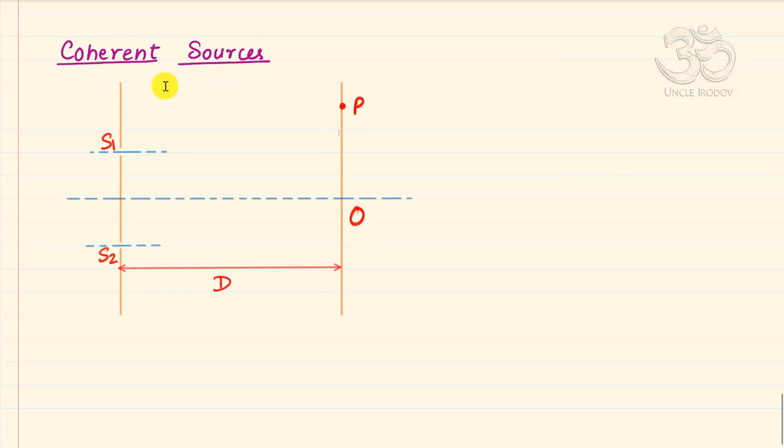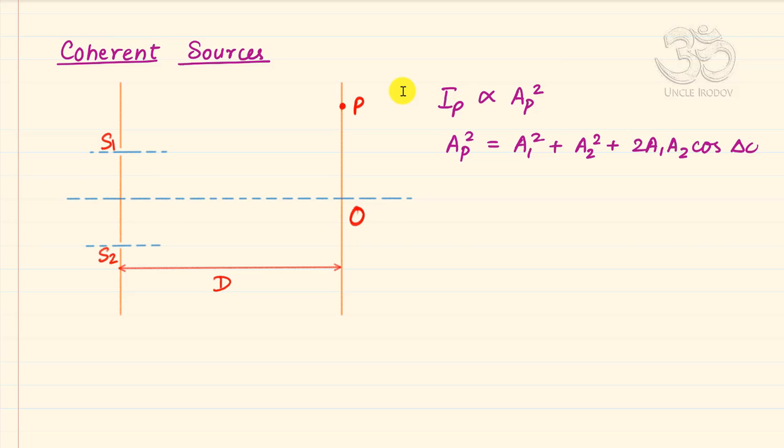Now, before we talk about what these kinds of sources are, let's have a small discussion. Let's see what it is that we get at P. How much is the intensity that we actually get at P? The intensity at P will be proportional to the amplitude at P squared, and the amplitude at P squared will be amplitude 1 squared plus amplitude 2 squared plus 2 amplitude 1 amplitude 2 cos delta phi.